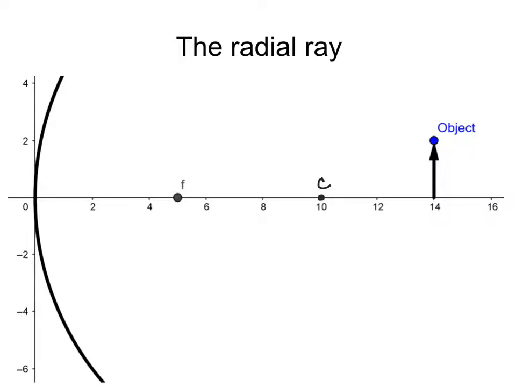Well, in this case, instead of drawing from the center of curvature through the object to the mirror, you just start at the object, then go through the center of curvature, and then to the mirror. Again, since it is a radial ray, it just reflects back in the same direction.